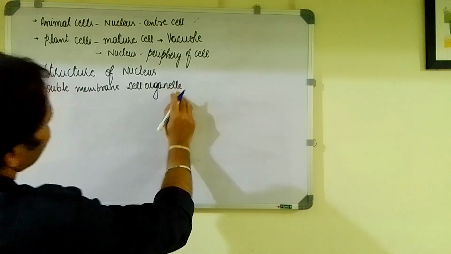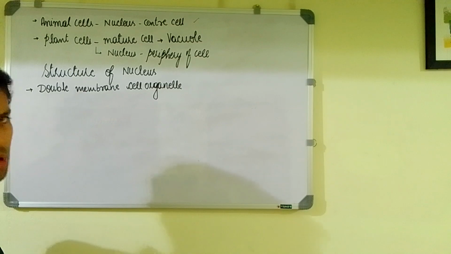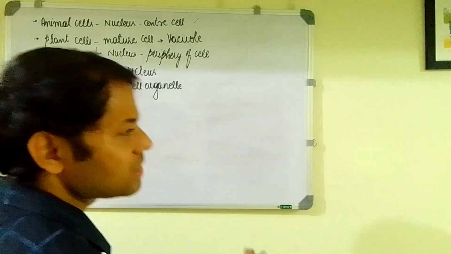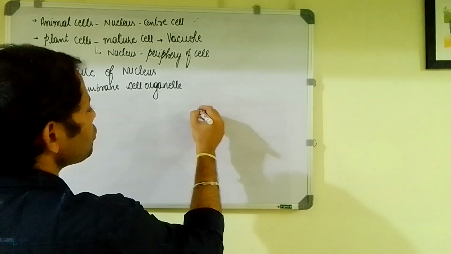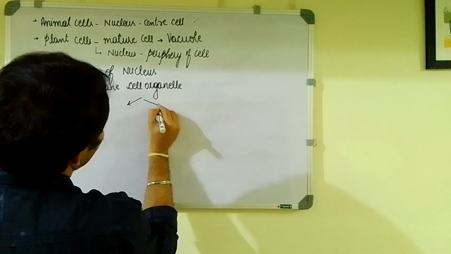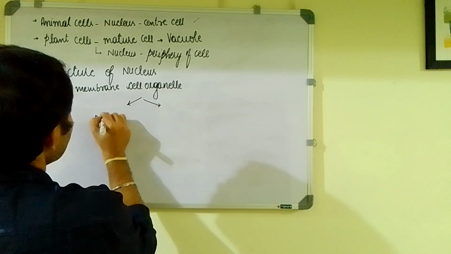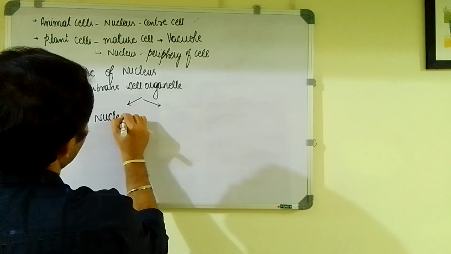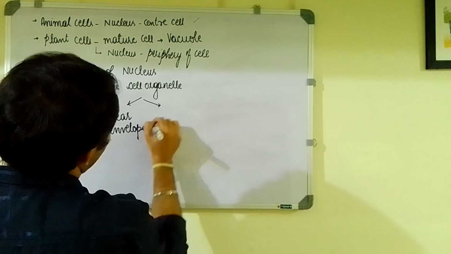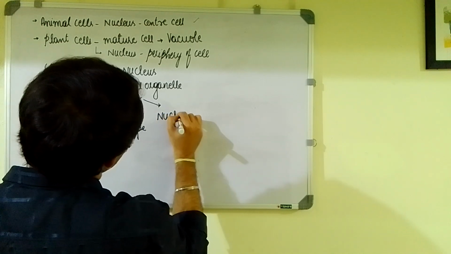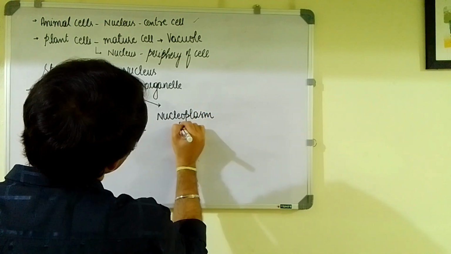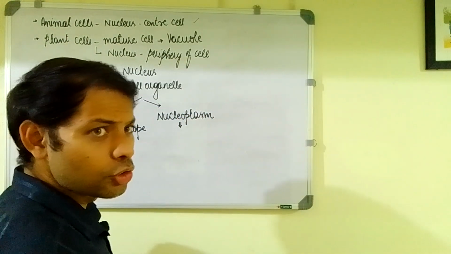The nucleus is also called the brain of the cell because it controls most of the functions of the cell. So it is a double membrane cell organelle, and it has two major components. The first one is the nuclear envelope. And the second one is the fluid matrix that is present within the nucleus, which is called nucleoplasm.